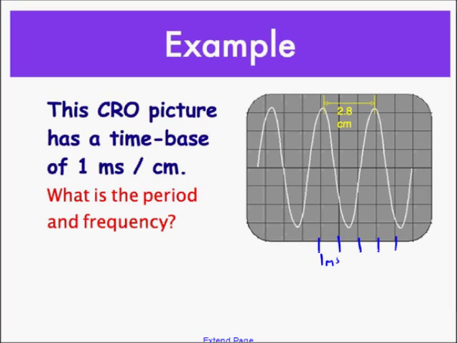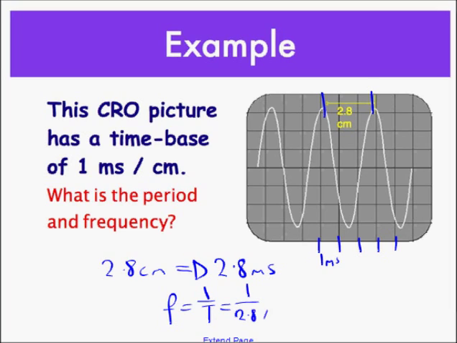So what is the period? Well, period could be from crest to crest, and in this case is 2.8 centimeters. So if it's 1 millisecond for every centimeter, this must mean it must be equal to 2.8 milliseconds. Okay, what's the frequency? Well, frequency equals 1 over the period, so we just do 1 over 2.8 times 10 to the minus 3.